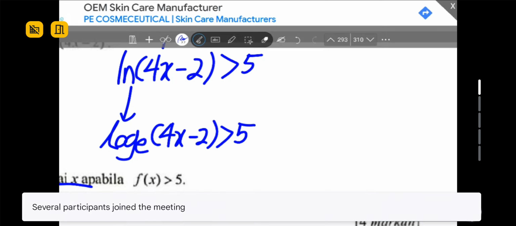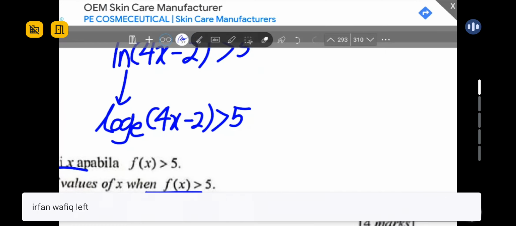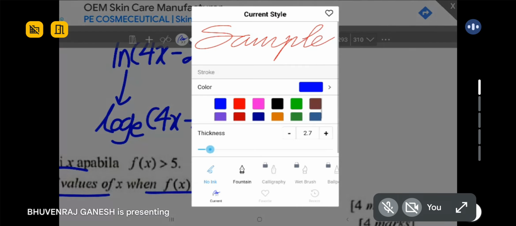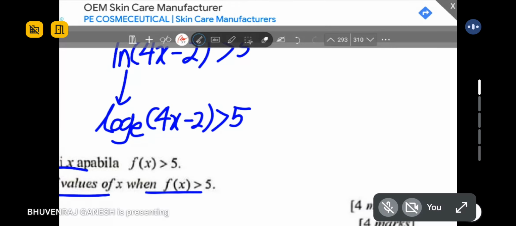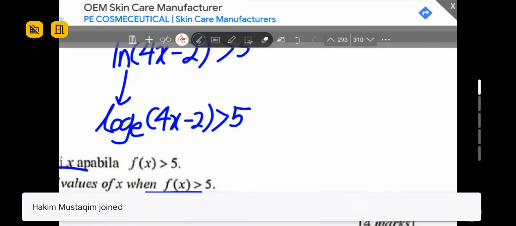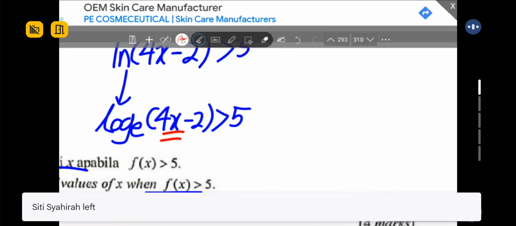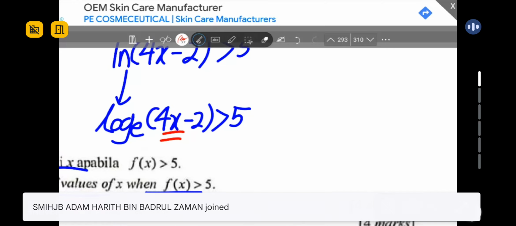Okay? So guys, what is the next line I should do after this? Apa yang saya kena buat selepas ni? So now you have log e bracket 4x minus 2 greater than 5. So, what can you do here? What concept can you use over here? Anyone? Think and see. Now you need to find the x, guys. Kamu kena cari nilai x. So macam mana dapat nilai x tu? How to get the x? Anyone? Come on. Think and see. Cuba fikir.